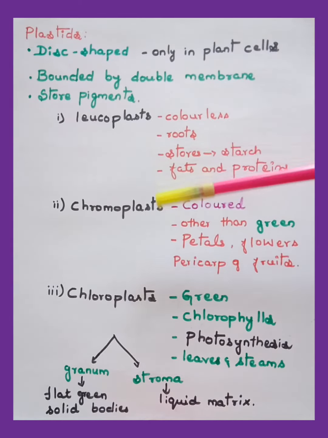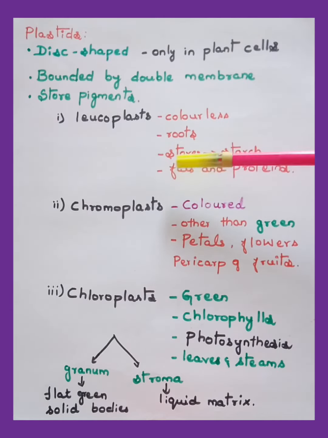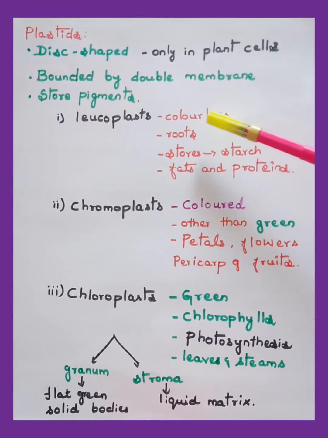Leucoplasts are the colorless plastids present in cells. They are especially present in underground storage parts like roots, and in some modified stems also. The main function of leucoplasts is to store food prepared by the plants in the form of starch. Some leucoplasts also store fats and proteins. Remember about leucoplast: they are colorless, present especially in the roots and some modified parts of the plants, and they store starch, fat and proteins also.